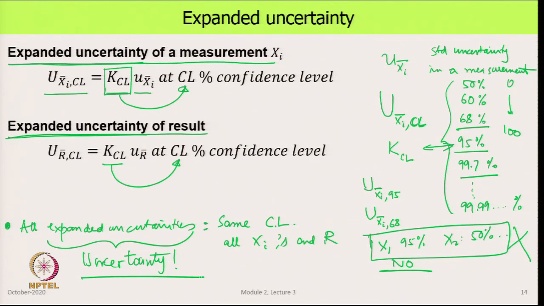So, the moment somebody says the uncertainty in the result is this much, you know they are talking of the expanded uncertainty, whether it is the result or the measurement. Then immediately you have to ask, have they specified the confidence level? If not, you say, is it good enough to say that it is at 95% confidence level? This is what the whole course is about: how to get the uncertainty.